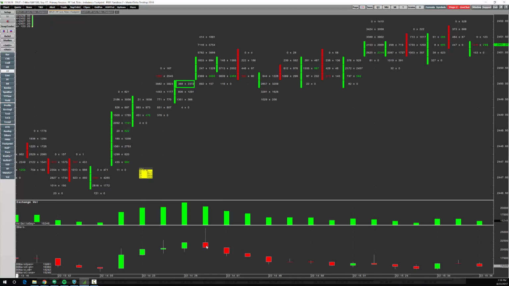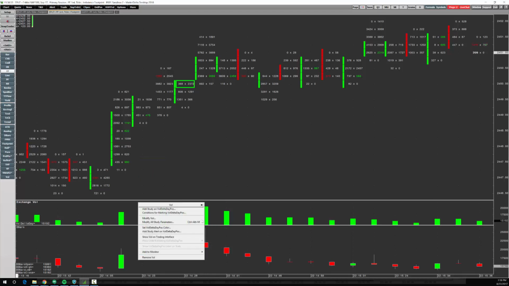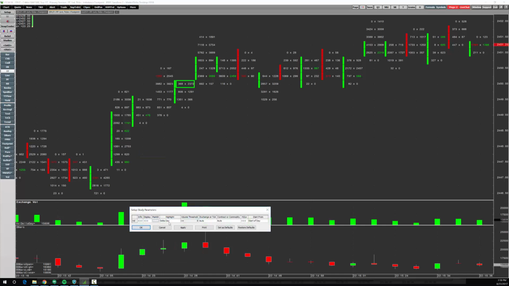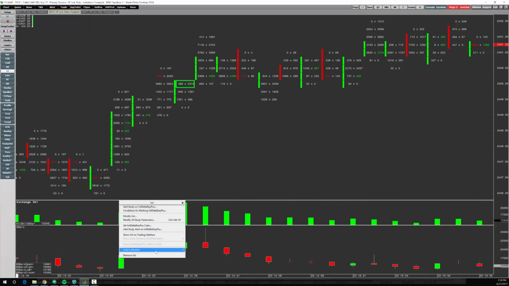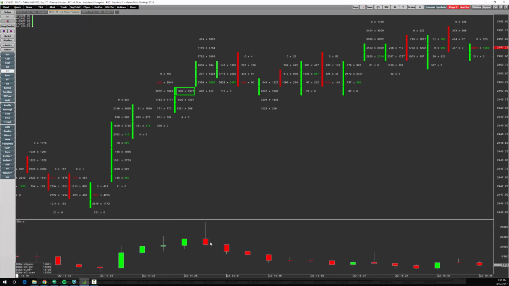Add the delta bars study and just check accumulate. Or you can do it through the volume study and set it to delta day. And any of these, once you get them set up, you can click set as defaults, and then next time you add it to a chart, it'll come up just like that. And that goes for any study within the platform. It's real easy. I'm going to go ahead and remove this one as well.